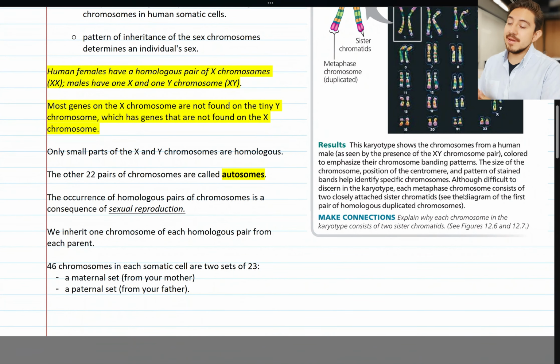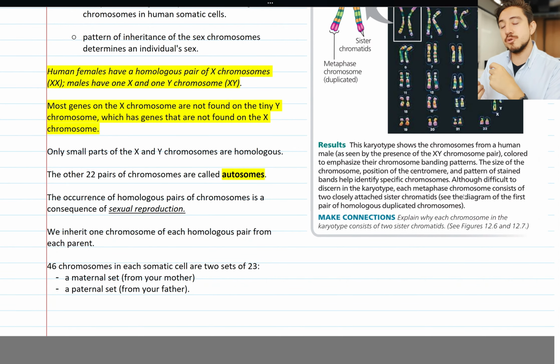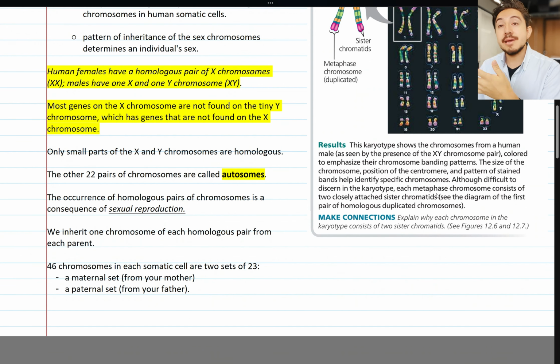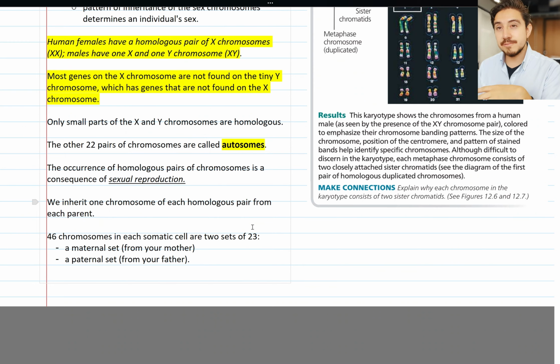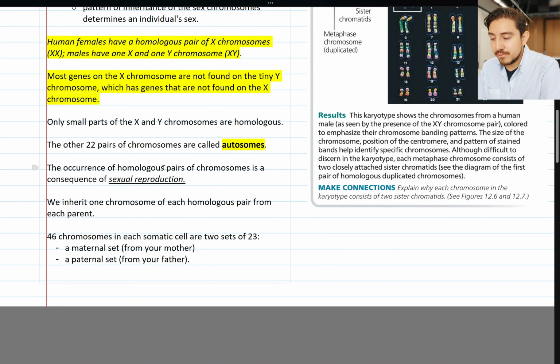Most genes on the X chromosome are not found on the tiny Y chromosome. It's physically too small, so it doesn't carry much of what the X chromosome has. Only a tiny part of the X and Y chromosomes are actually homologous. They're similar to each other. Some other similar terms: the other 22 pairs of chromosomes are referred to as autosomes, just because they're not pertaining to sexual characteristics. They are the autosomes. And then you have one pair of sex chromosomes.